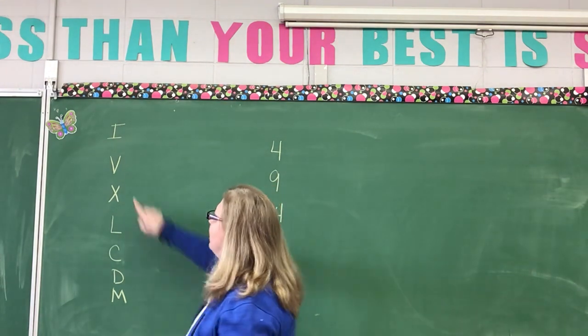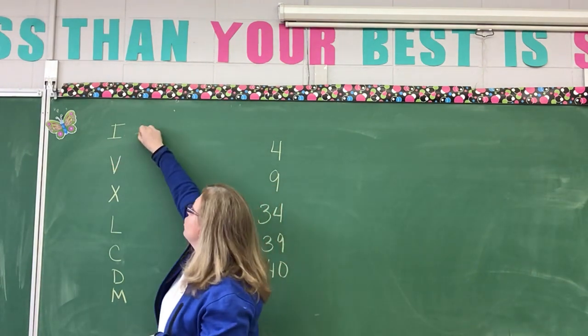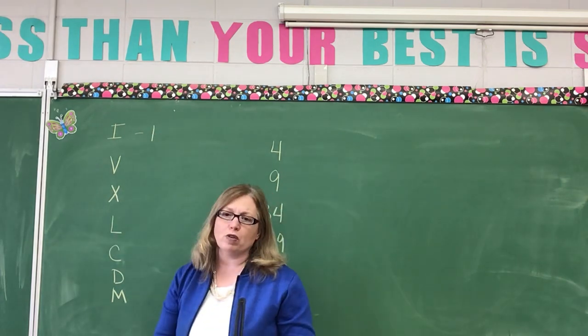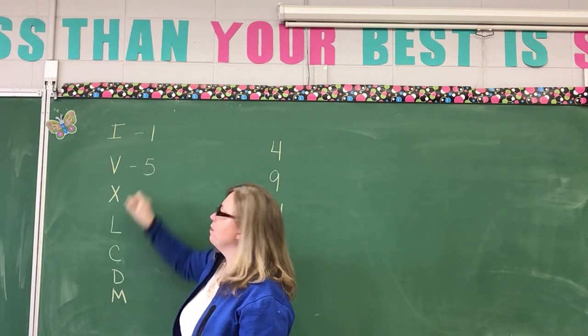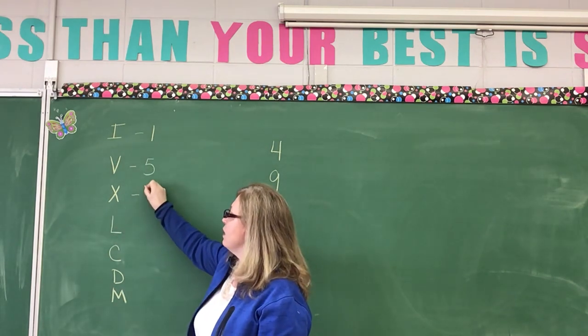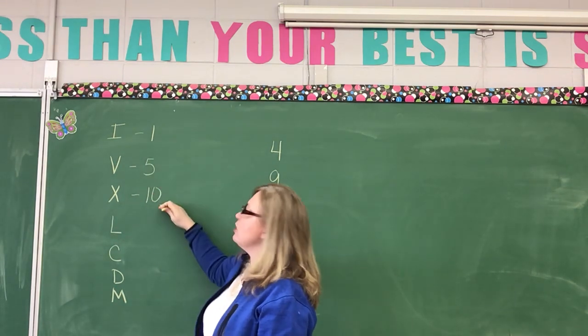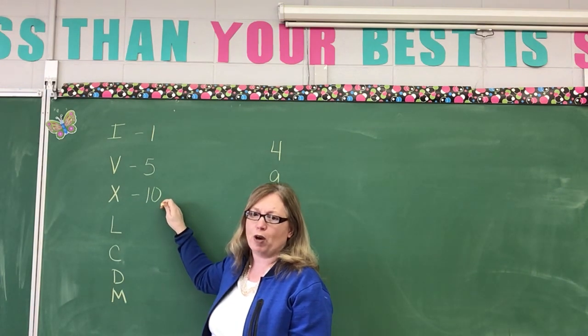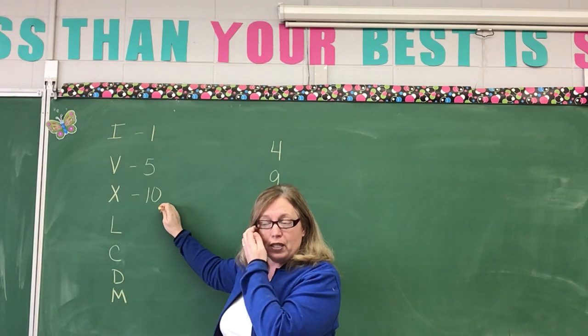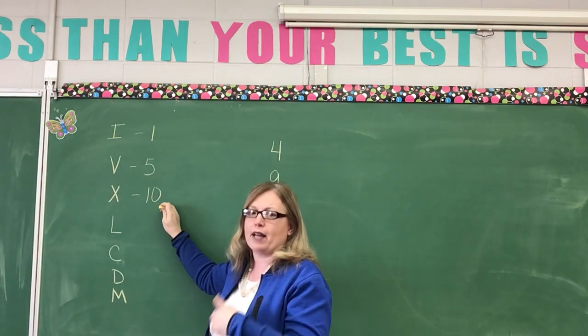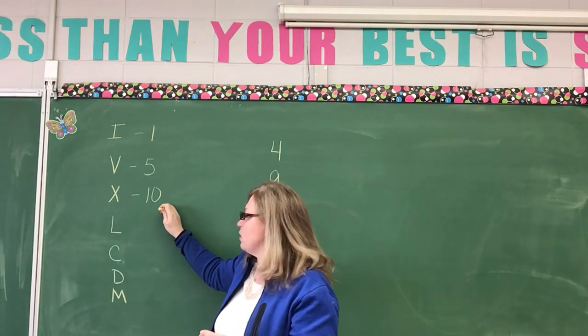It's not complicated. I means 1. You probably already know that just from doing a number of outlines for me. V means 5. X is very common as 10. These three are very common to us. We use them all the time for things. We use them for copyright dates. We use them in our books. We use them for outlines. We use them for different things.